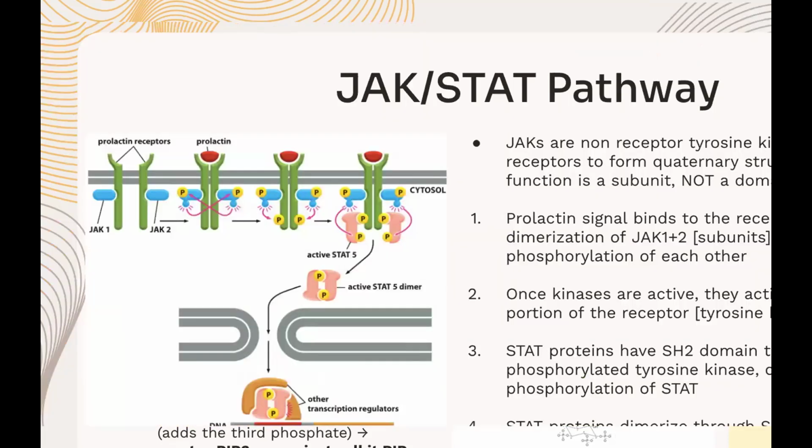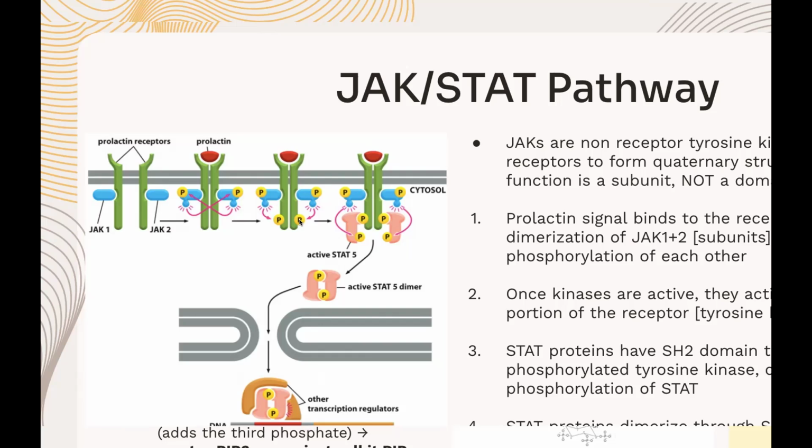Okay. JAK STAT pathway. Again, we have the same two separate receptors. A signal comes in, in this case it's prolactin. All right. They come together, and now there's a part of the receptor called the JAKs, we've got JAK1 and JAK2. Those cross phosphorylate each other. All right. So we see JAK2 phosphorylates JAK1, JAK1 phosphorylates JAK2. That's when the receptors get brought together. Now, those each phosphorylate their part of the receptor. Okay. So these were activated. Now they're phosphorylating and activating the receptor.